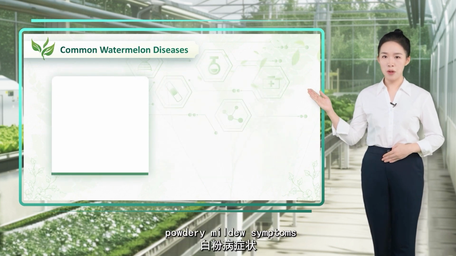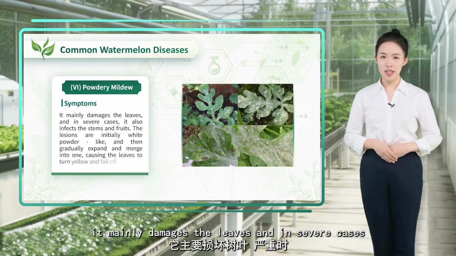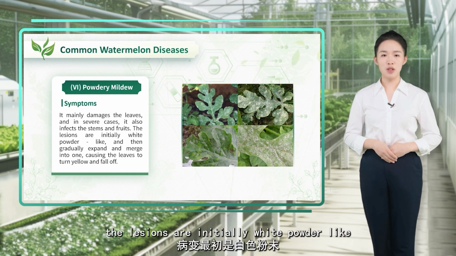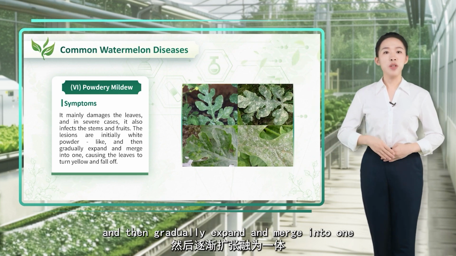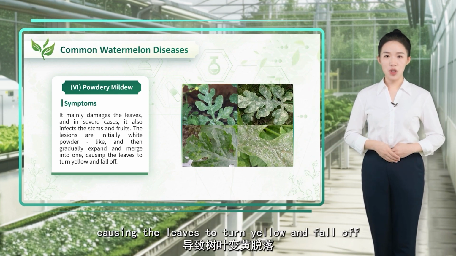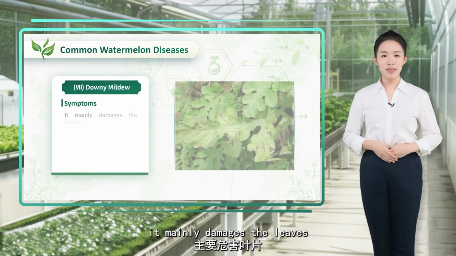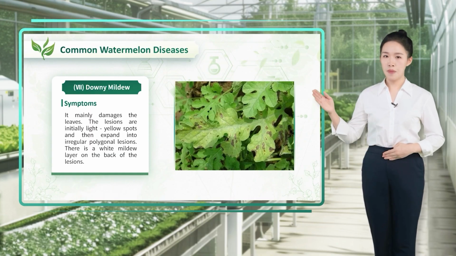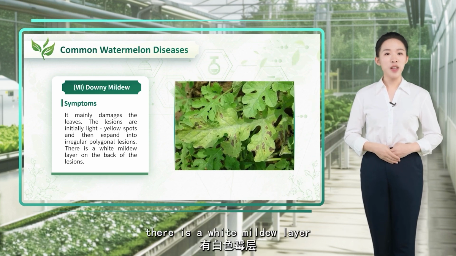6. Powdery mildew. Symptoms: it mainly damages the leaves, and in severe cases, it also infects the stems and fruits. The lesions are initially white powder-like, and then gradually expand and merge into one, causing the leaves to turn yellow and fall off. 7. Downy mildew. Symptoms: it mainly damages the leaves. The lesions are initially light yellow spots, and then expand into irregular polygonal lesions. There is a white mildew layer on the back of the lesions.